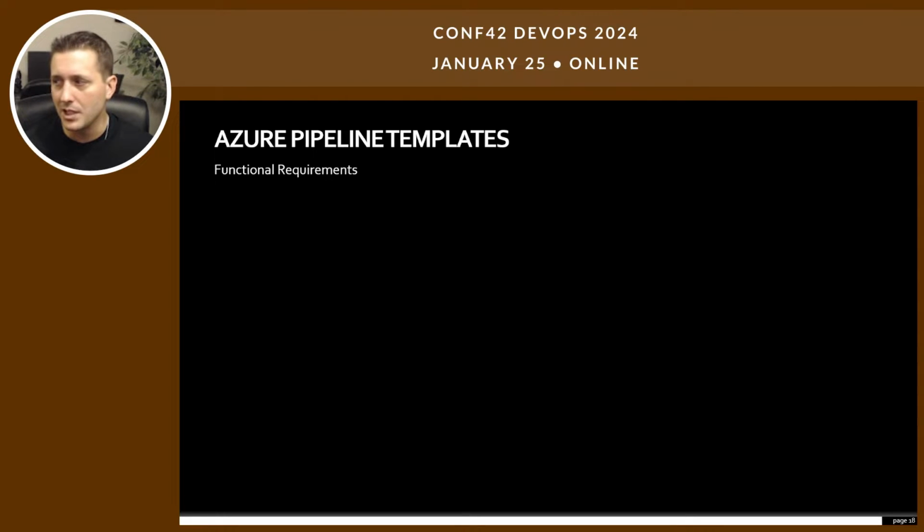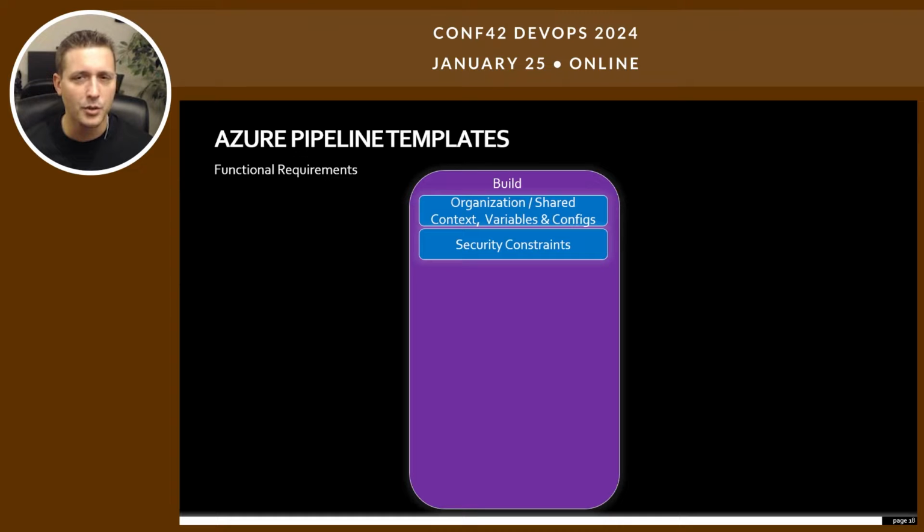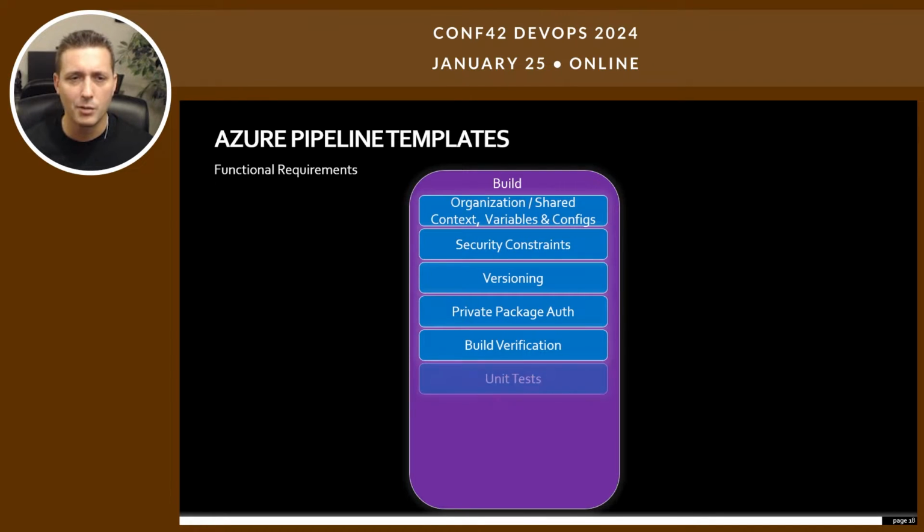And our functional requirements here, as an example, typically for a build, well, what are the things we do? We have a shared context or variables or configuration across the organization. We have some types of security constraints or deployment environment or build environment. We have versioning that we need to do, which could be semantic versioning, could be infrastructure style versioning with like the date as a part of the version name and an iteration number. We usually have private packages that we need to worry about coming from like an internal JFrog or GitHub artifacts or Azure DevOps artifacts. And we also have build verification. We're going to unit test it.